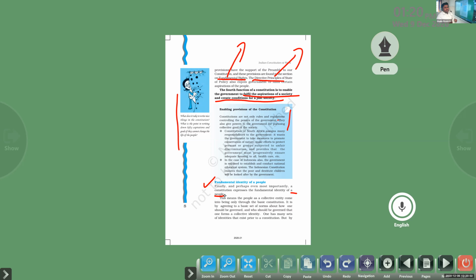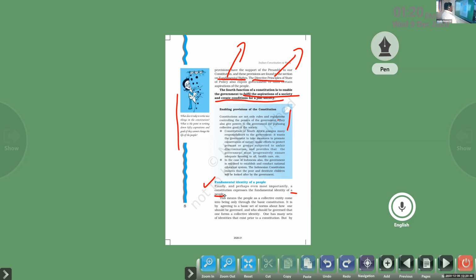So we know that we belong to different geographical regions. Right? Different languages are there, different cultures we are following, different racial groups, right? But only one national anthem, only one national flag, only one constitution, and only one central government. So that is connecting the people. Clear or not? Because of the constitution, we are connected. It is by agreeing to a basic set of norms about how one should be governed. So in the constitution, we are able to find a set of rules and regulations. Basically, in that we are able to find how a country is governed, or what kind of administration is necessary, and who should be governed, that forms a collective identity.